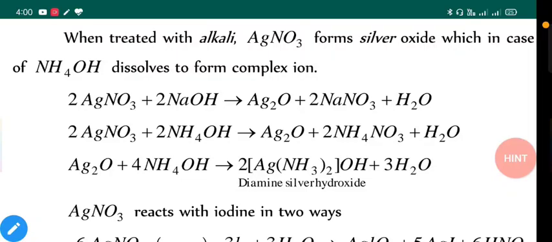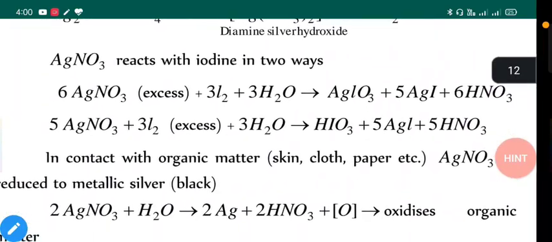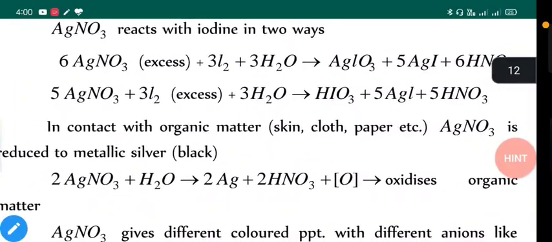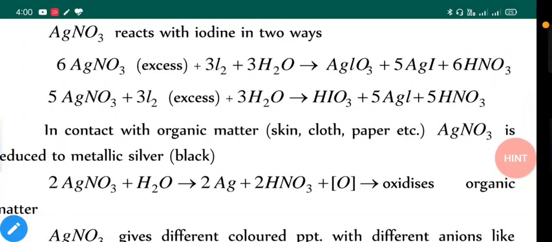Now AgNO3 reacts with iodine in two different ways, so different quantities give different types of products. When we have AgNO3 in excess, our main products will be AgIO3 and AgI. Whereas when we have iodine in excess, our products will be AgI, which is common, and second HIO3.